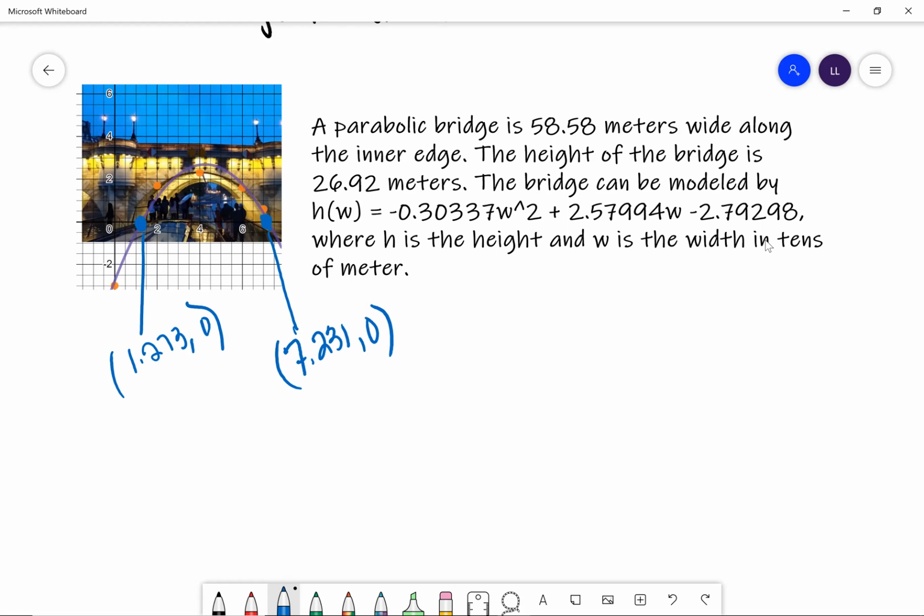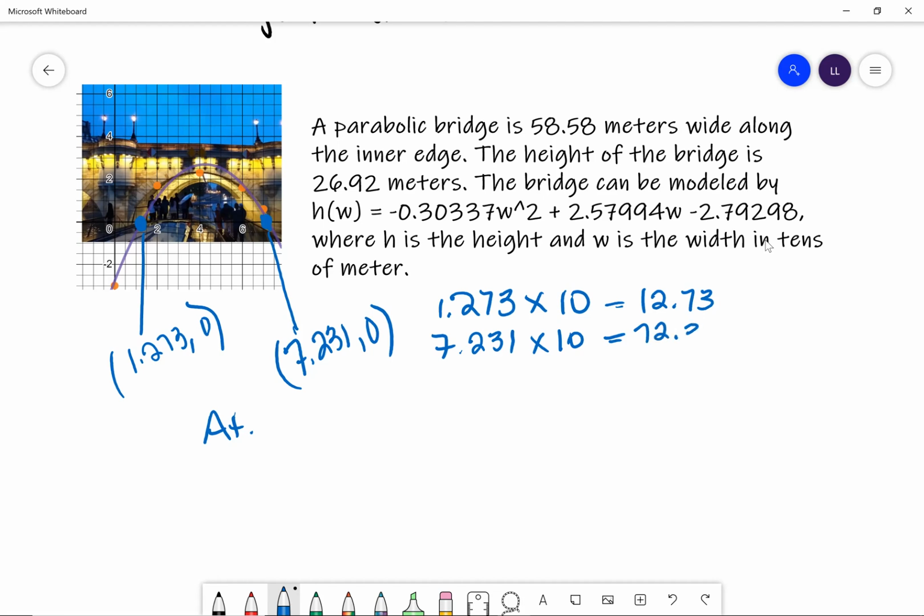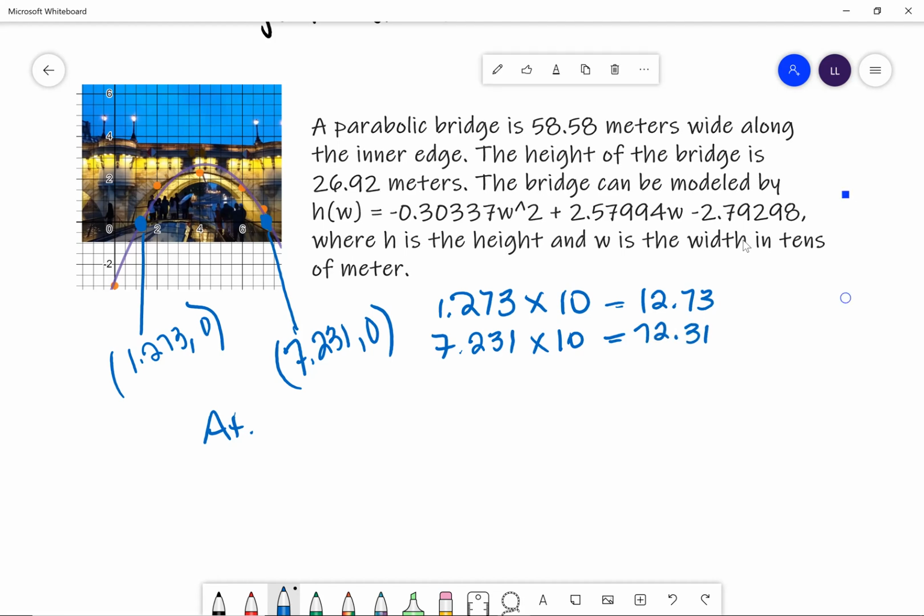It means at 1.273 meters, and actually we need to multiply that by 10, yes? So let's go up here and multiply that by 10. 1.273 times 10, 7.231 times 10, okay? And that gives me 12.73 and 72.31.